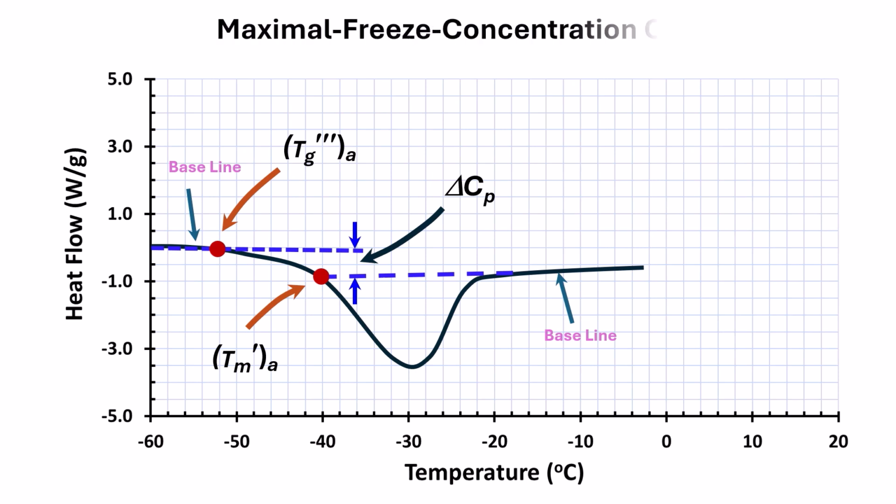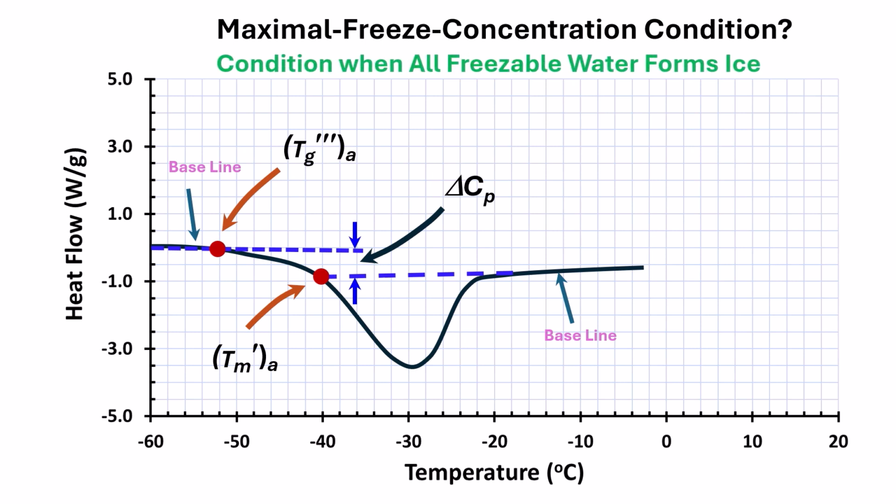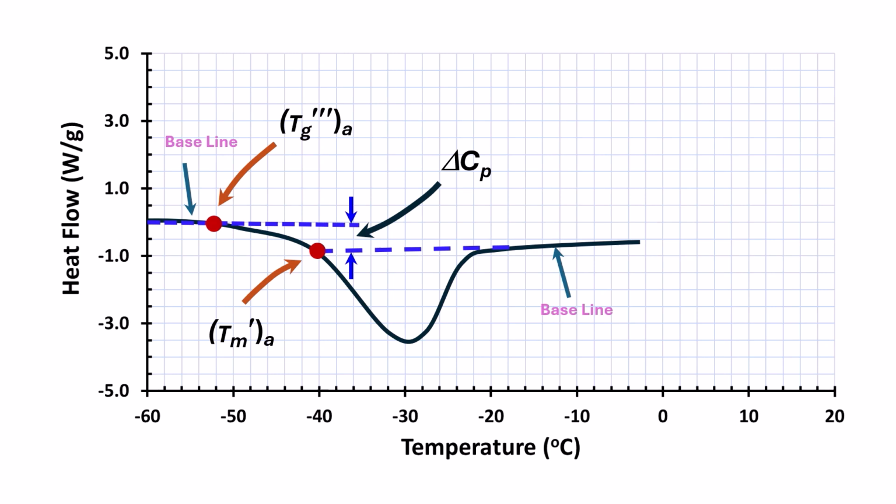What is maximal freeze concentration condition? It is the condition when all freezable water forms ice, and specific procedures of DSC need to be used to determine it. The freezing point is considered as the point of maximum slope of the endothermic peak. This point is observed close to the freezing point as measured by a well-established cooling curve method. You may watch my earlier video on the cooling curve method. Links are given in the description box.